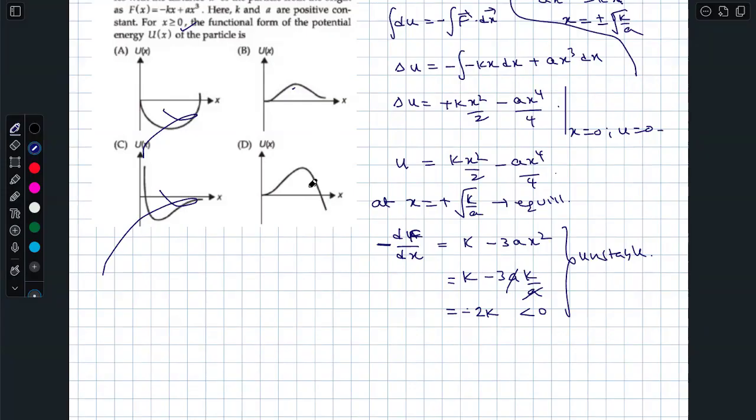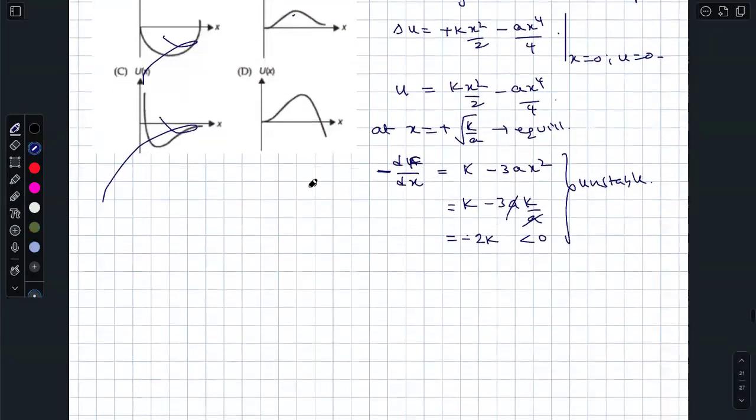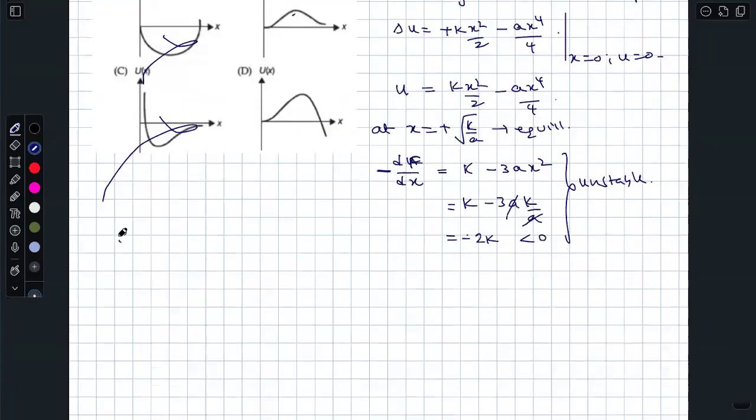Okay, if suppose B, why B? No, it is not ending at infinite. See, u can be negative also. For example, kx square by 2 minus ax power 4 by 4 less than 0 is the condition you want. Kx square by 2 less than ax power 4 by 4, which gives x square greater than 2k by a. Yes, it is possible. There is no restriction for you.